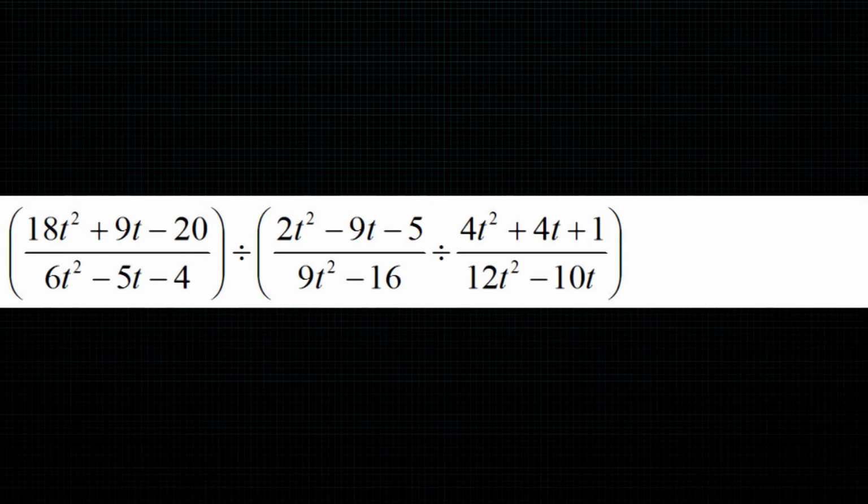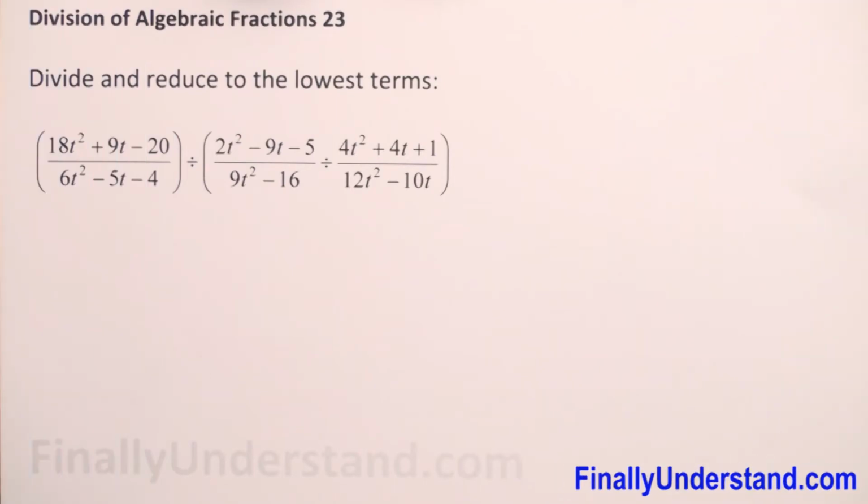We have to divide and reduce to the lowest terms. We have here parentheses, so let me remind you the order of operations. First, we have to do whatever we have in parentheses. So the first algebraic fraction we will copy.